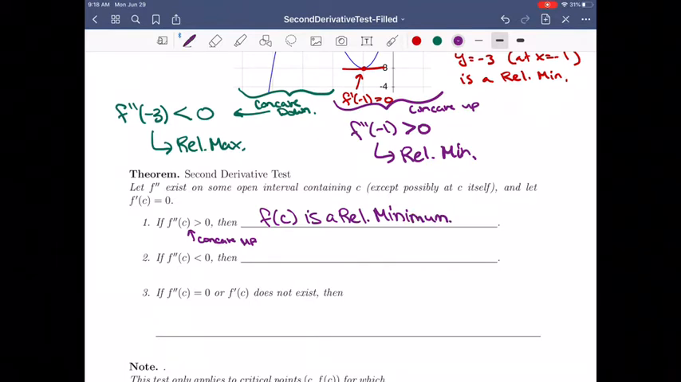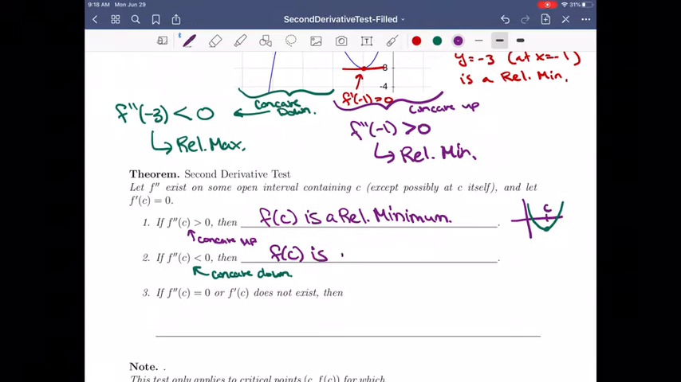So c is a critical number, and it's concave up, so it has to be the bottom of some valley. Now if the second derivative is less than 0, that means that it's concave down. Then f of c, the y value at c, is a relative maximum.